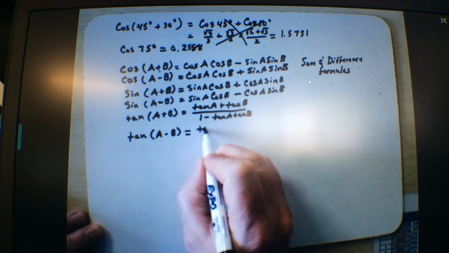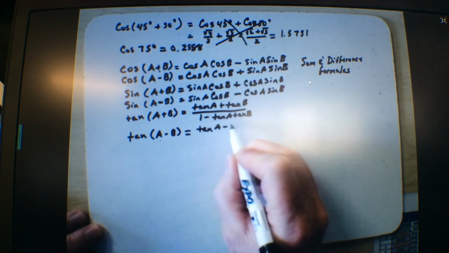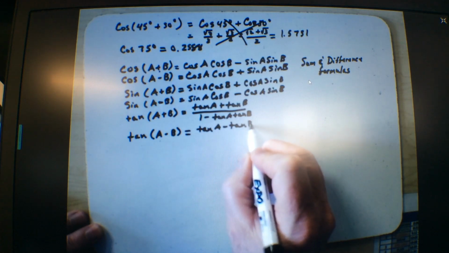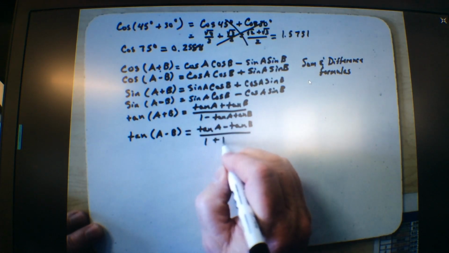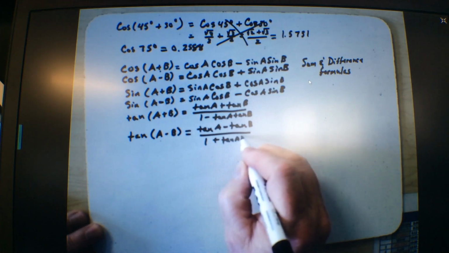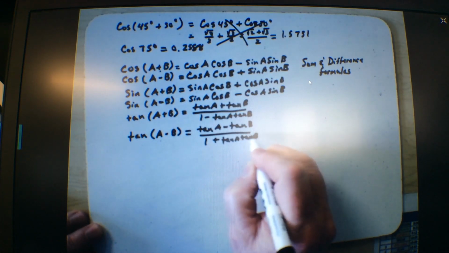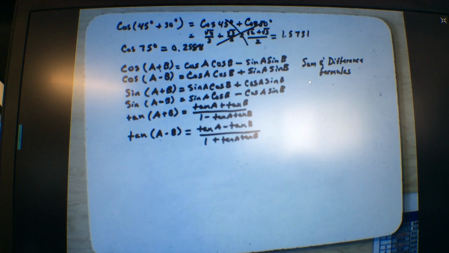Plus becomes minus, and this minus becomes plus. So it's tangent of A minus tangent of B, the first part becomes minus, and the second one becomes plus. And those are your 6 sum and difference formulas.